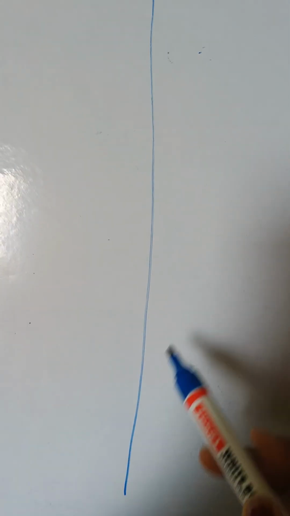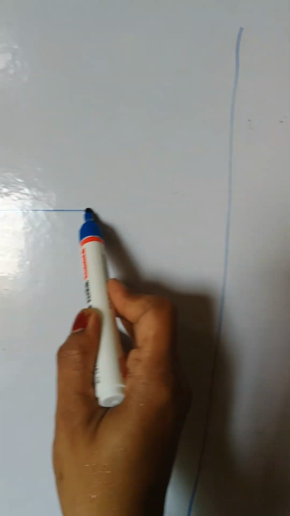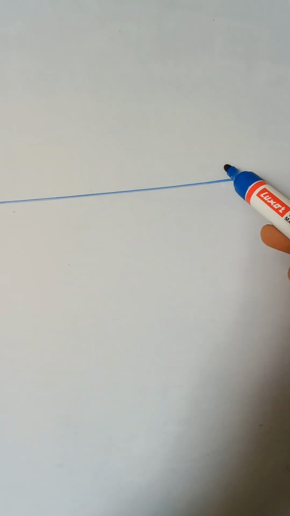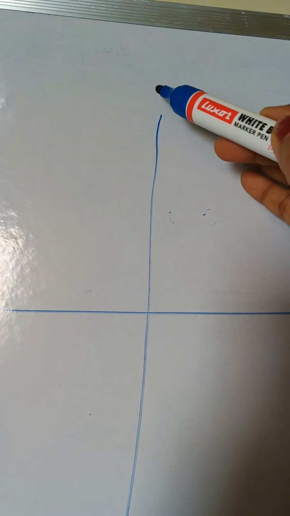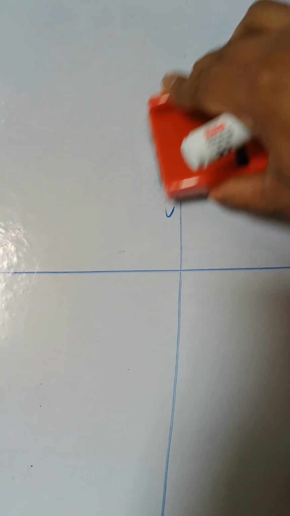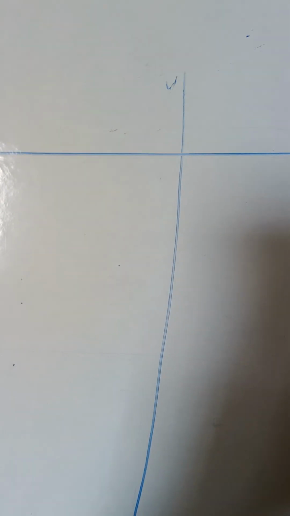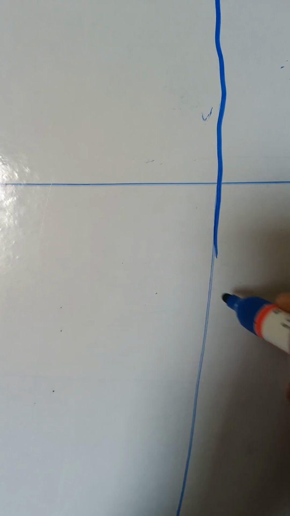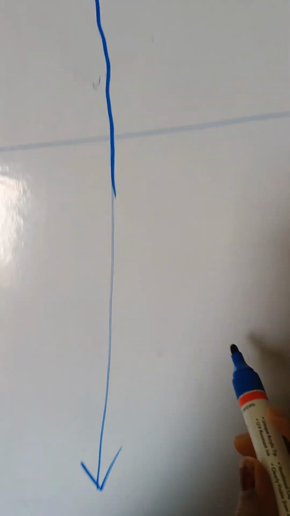Hi students, let's learn the basics of coordinate geometry today. There are two axes that we usually talk about in coordinate geometry. So what are the two axes? One is the y axis and the other one is the x axis.